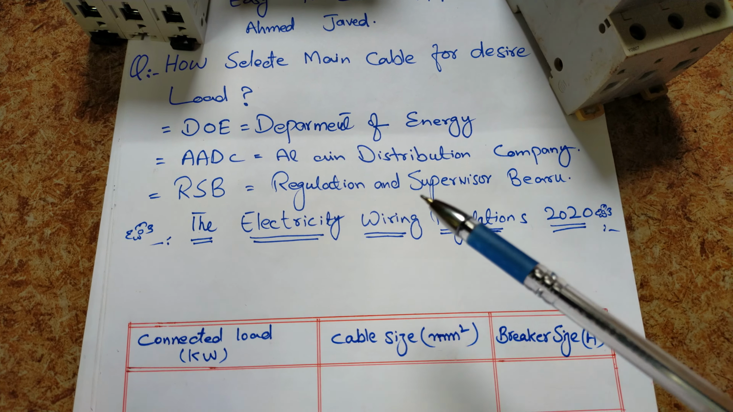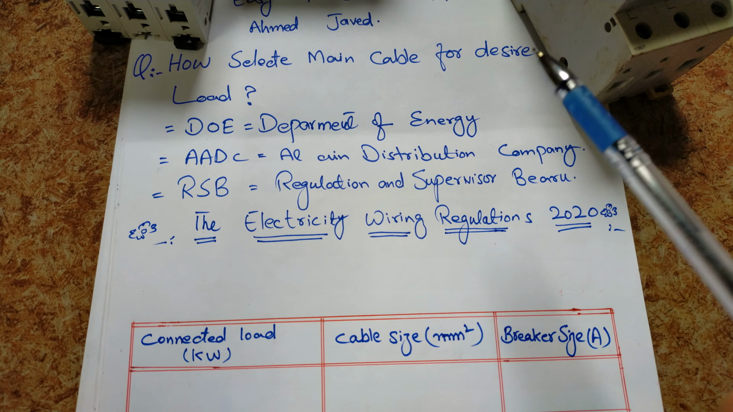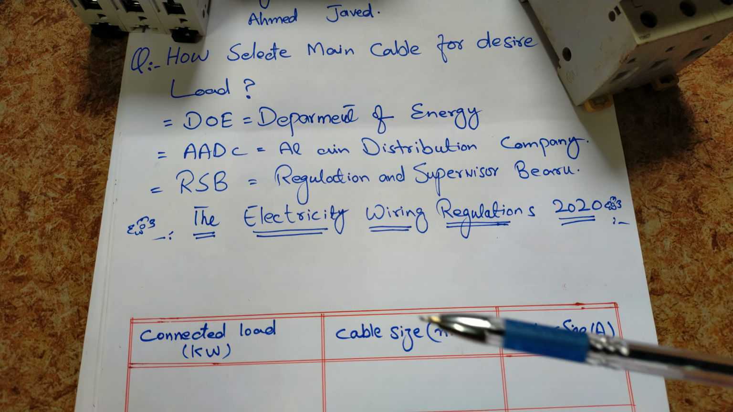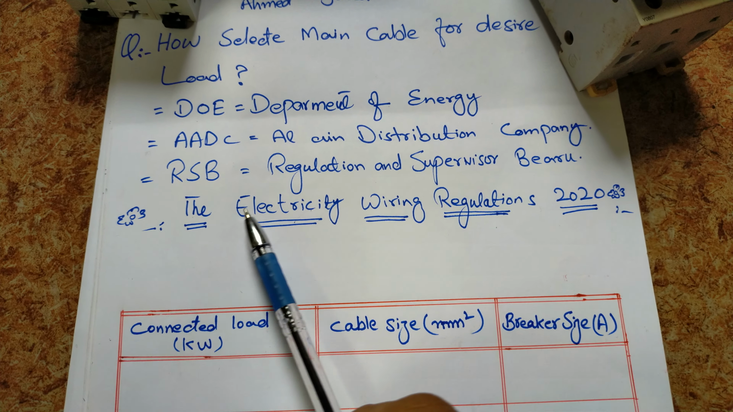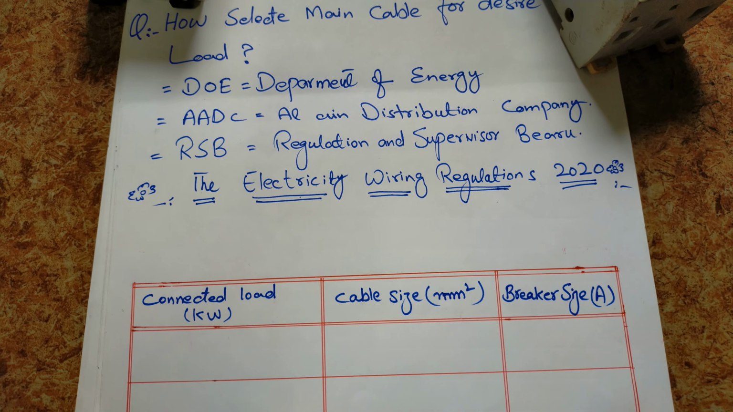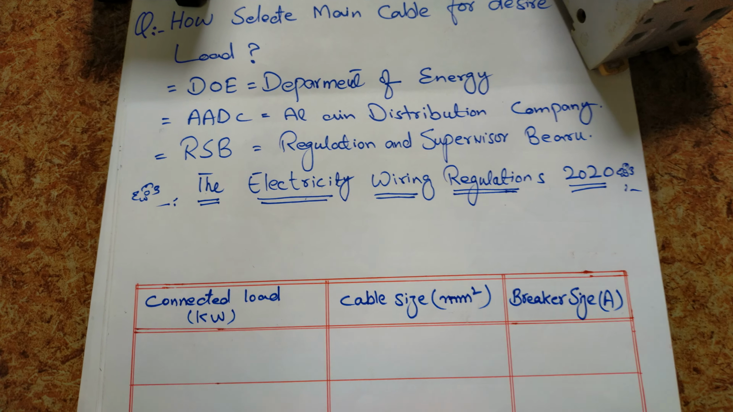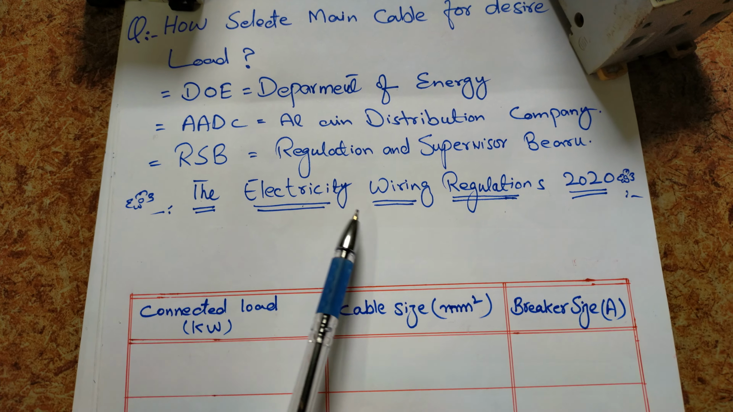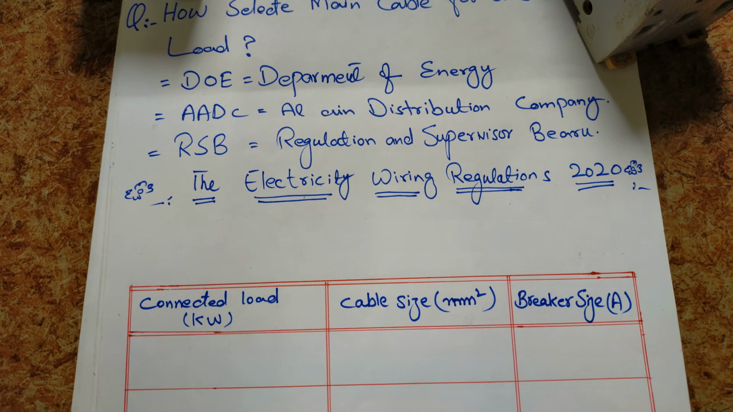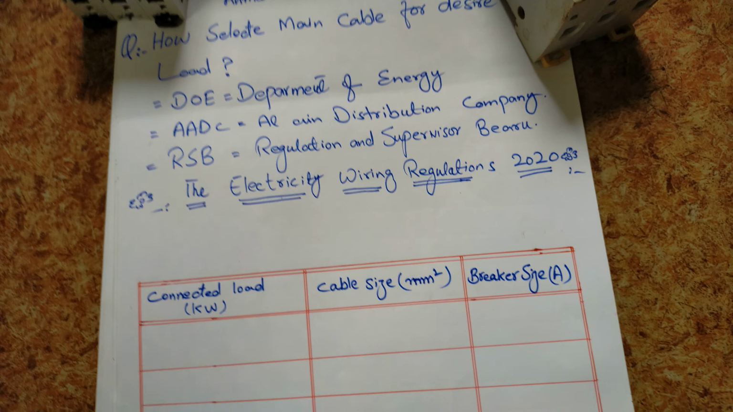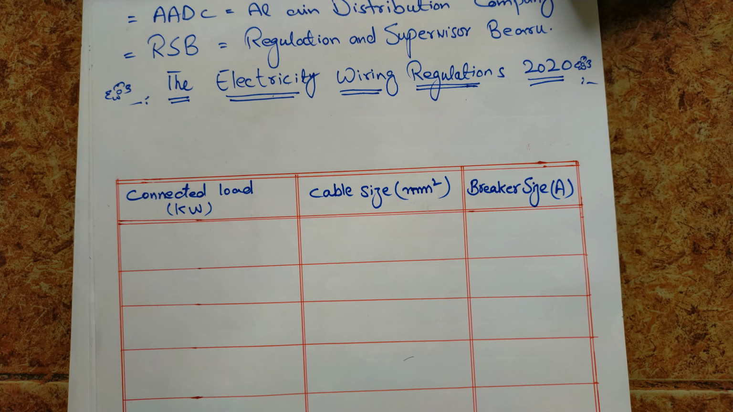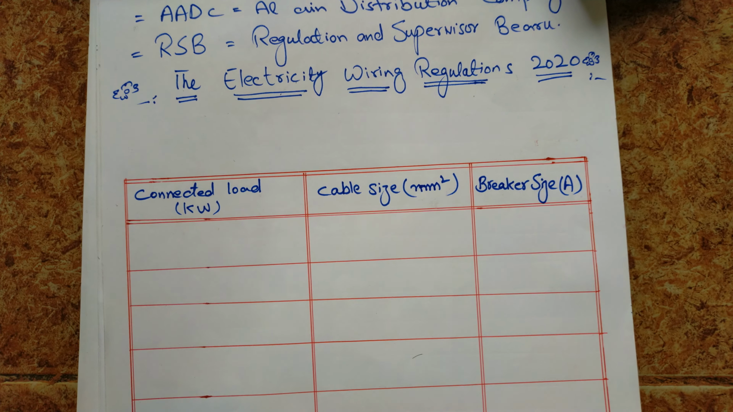Here we are working in the electrical regulation according to the rules and regulations in the UAE: Department of Energy and AADC, Al Ain Distribution Company, and the Regulation and Supervision Bureau. The book name is the Electricity Wiring Regulation 2020. I give this download link in my description. You can download this book and study from it if you need more information.